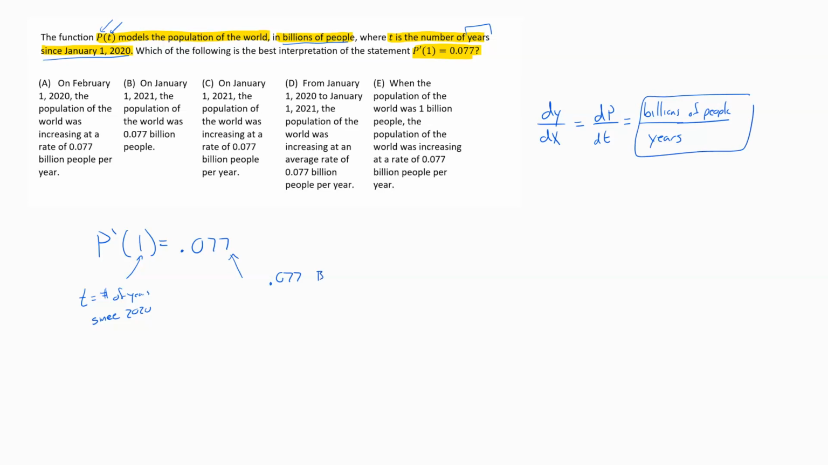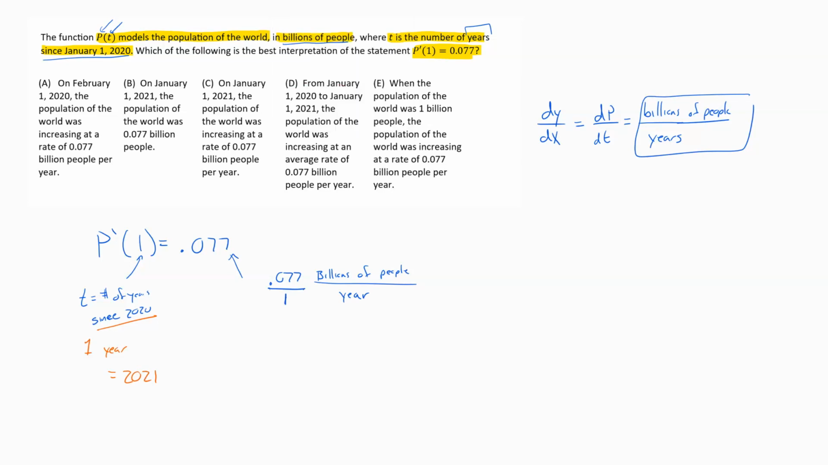So billions of people and then per year. And if you think about it, remember that everything's really a fraction. So it's 0.077 billions of people per 1 year. And so going back and trying to put that together, it's t years since 2021. So this is 1 year since 2021, or excuse me, since 2020. And so what we're looking at is going to be in year 2021.